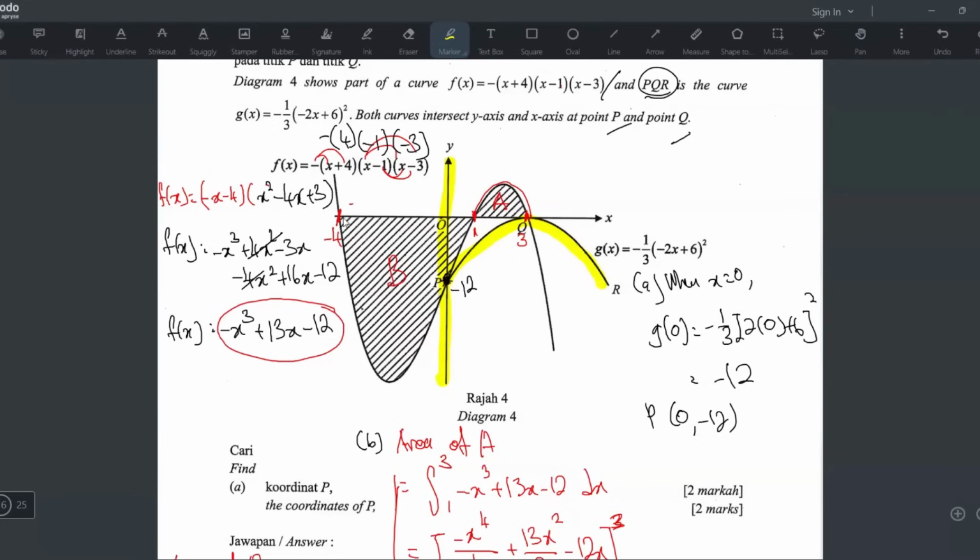So the y-axis and the x-axis. Tell me, where is the region bounded by these three lines? Mana dia punya kawasan tertutup? Kawasan tutup in between these three lines. It's here, correct? So this is the volume I'm trying to find.